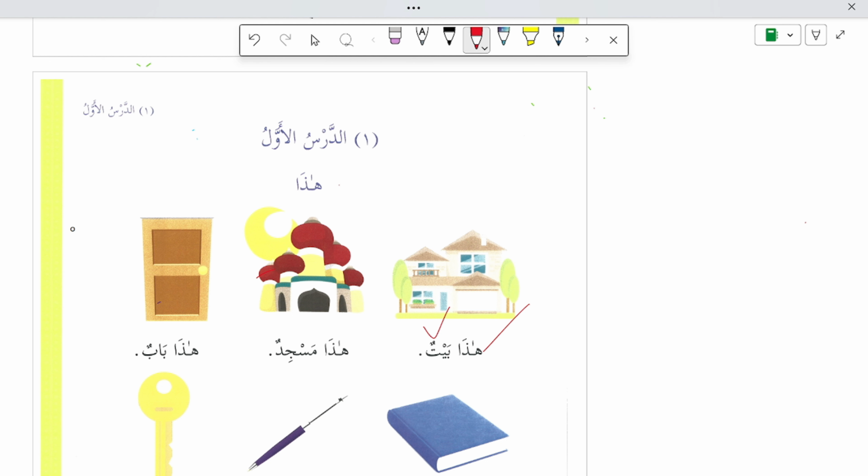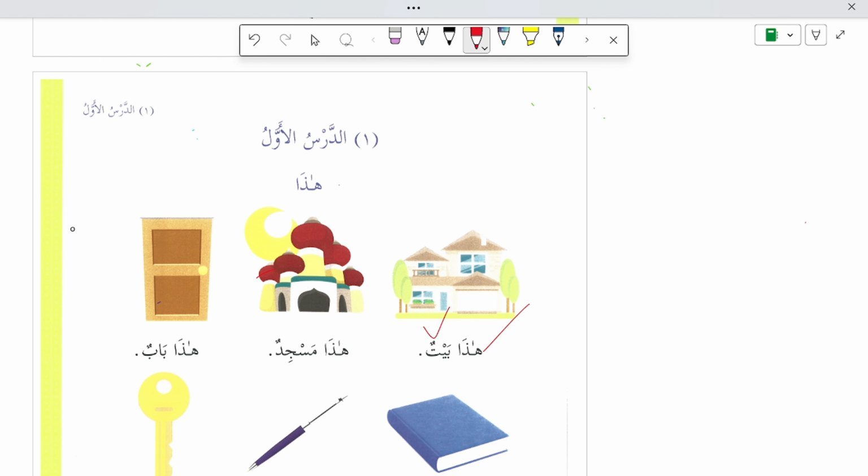Then the second example is haza masjidun. This is a mosque. This is the door, haza babun. Whenever you are referring or pointing to anything, you just add the word after haza. Haza, this. Baytun is the house. This is the mosque. This is the door.